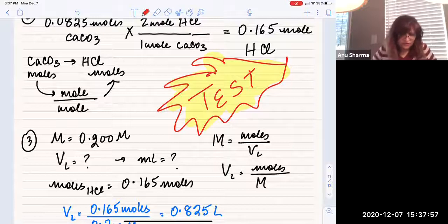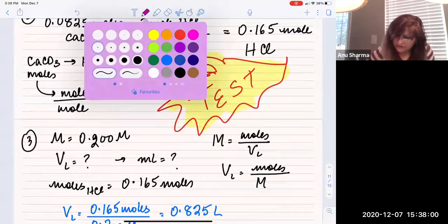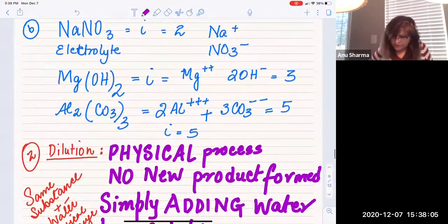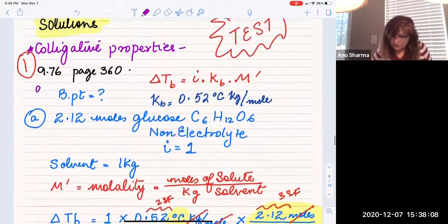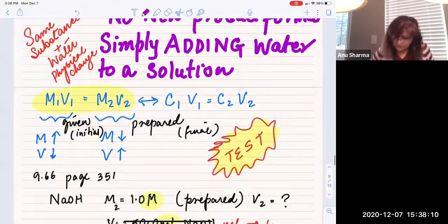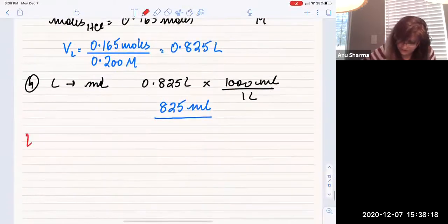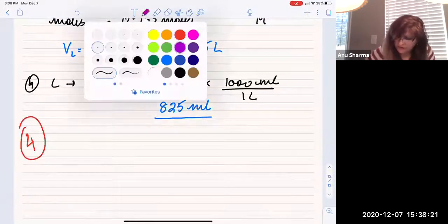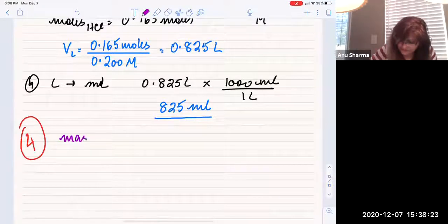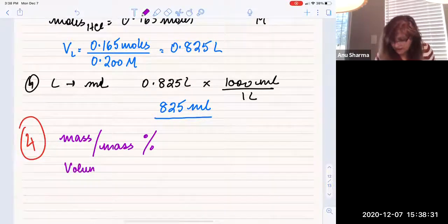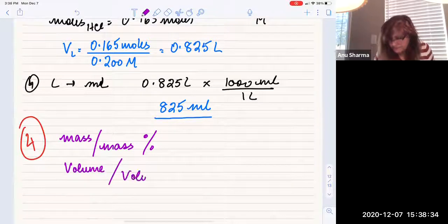The next thing that you are going to just look at yourself, and I'm not going to do those questions now, but like I said, I'm only going to pick the important ones. So in the solutions chapter 1, 2, 3, now comes the fourth part, which you are going to look at on your own: mass by mass percent problems. I'm not saying I have made the exam yet, but I'm just telling you that volume by volume percent can be on it.